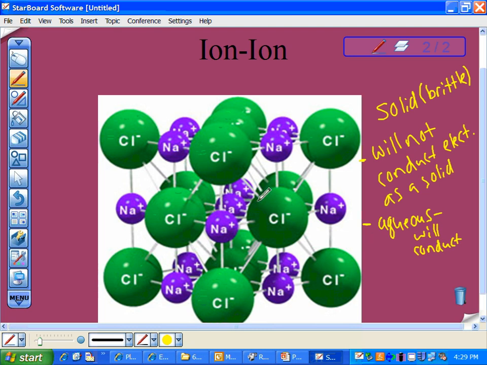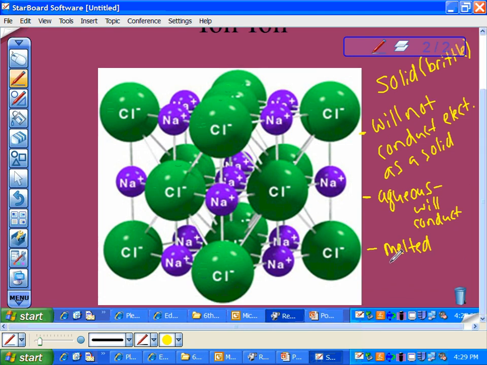Another way is if I were to break some of these bonds and some of these ions would get exposed, it will also conduct electricity. We call that the molten stage, the melted form. So in molten form, it will conduct electricity. You do need to know that is a characteristic of ionic compounds.